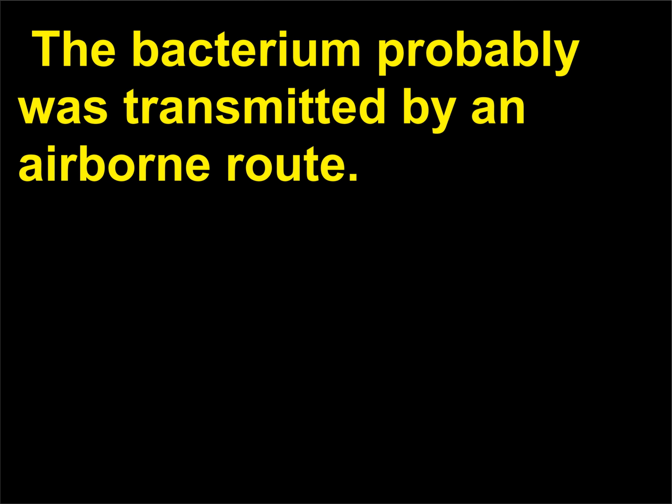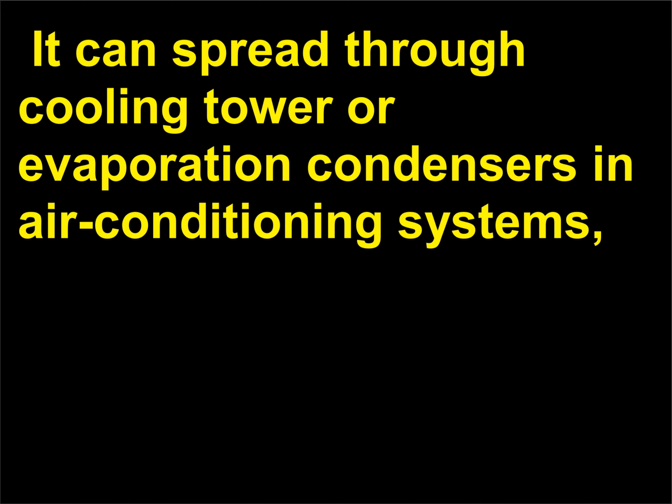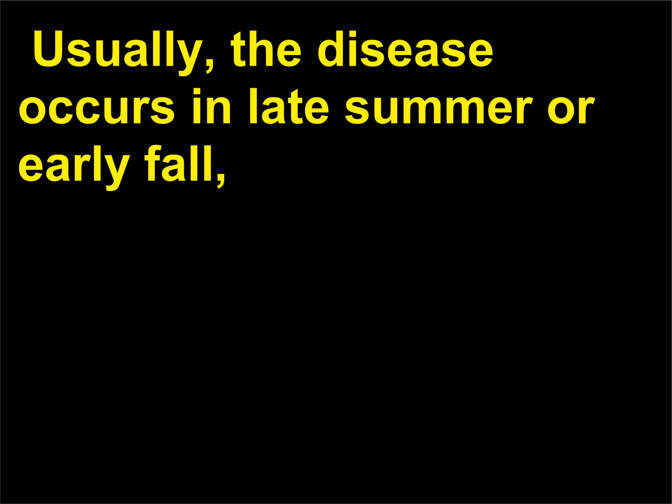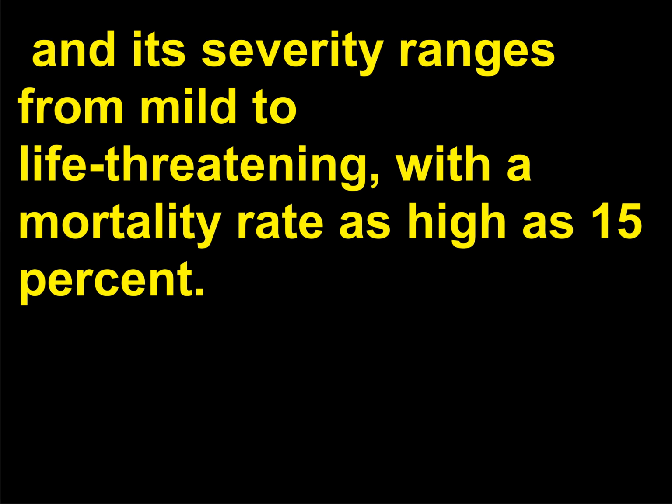The bacterium probably was transmitted by an airborne route. It can spread through cooling tower or evaporation condensers in air conditioning systems, and has been known to flourish in soil and excavation sites. Usually, the disease occurs in late summer or early fall, and its severity ranges from mild to life-threatening, with a mortality rate as high as 15%.